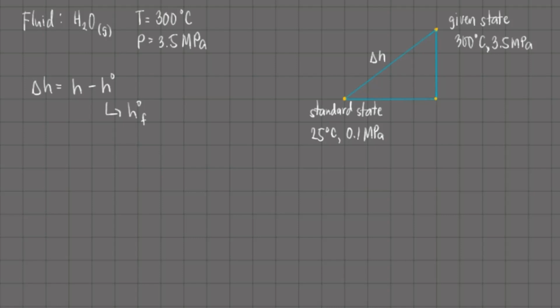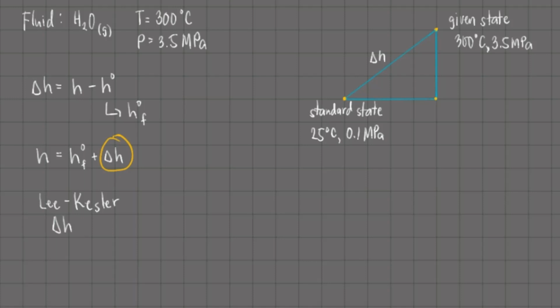If we rearrange this equation, the enthalpy of our given state is equal to the standard enthalpy of formation plus delta H. Our duty for this problem is to determine the value of delta H. Once we know delta H, we can substitute it into this equation, and since we already know the standard enthalpy of formation of water vapor, we can then solve for the absolute specific enthalpy of our given state. For the method I will be showing you in this video, using the Lee-Kessler generalized enthalpy departure charts, we will be defining our delta H in terms of what we can get from the chart.